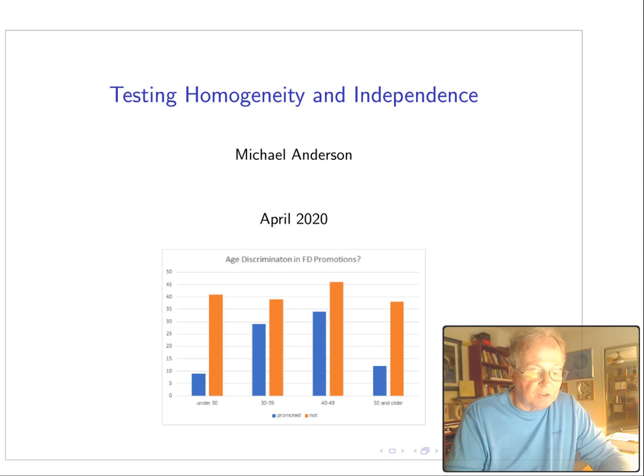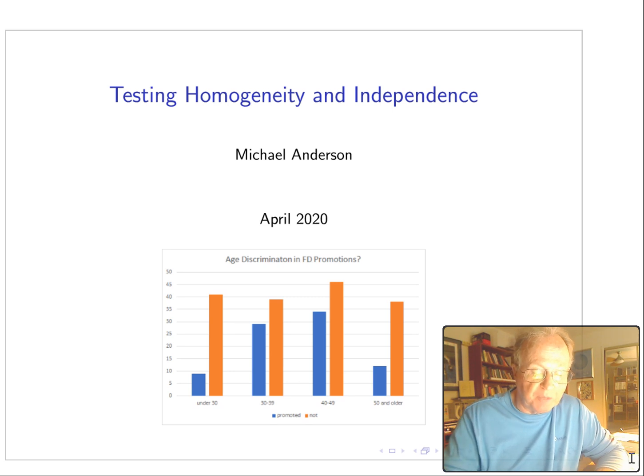In this lecture, we'll talk about applying the chi-squared test to two-way or cross-tabulated tables to test for properties of either homogeneity or independence.